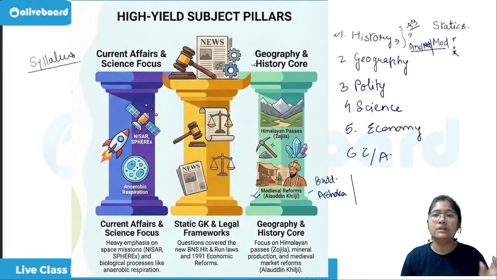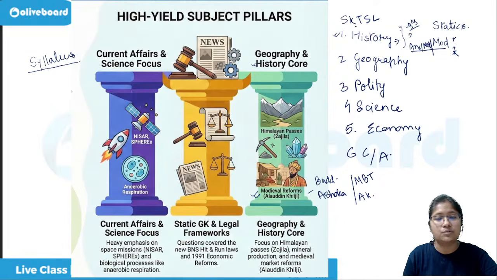Then we know during the period of Muhammad bin Tughlaq, there are questions on what things were happening. Then during the time of Alauddin Khilji, if you are studying SKTSL, in that sequence also you can relate that they are asking questions from here: Alauddin Khilji, then Muhammad bin Tughlaq, and after that what reforms happened during this period in the entire medieval. This becomes very important, right?